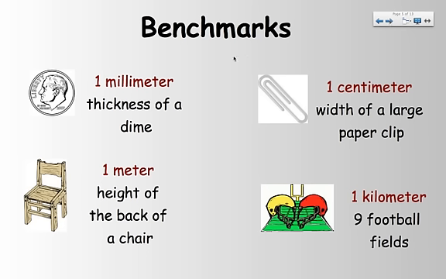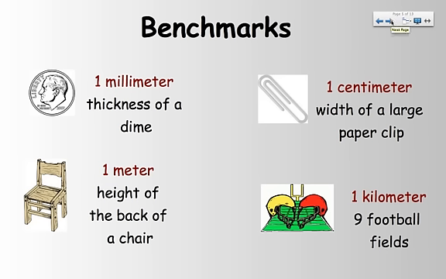You have to make estimates on how thick something is, or how wide, or how long it is based on these benchmarks. So again, the thickness of a dime is about 1 millimeter. The height of the back of a chair, and again, it's not from the floor up, it's just the back of the chair, is about 1 meter. The length of a large paper clip is 1 centimeter, going from the width this way. And then 1 kilometer is about 9 football fields. So again, use these benchmarks when it comes your turn to do it, which is on our next slide.